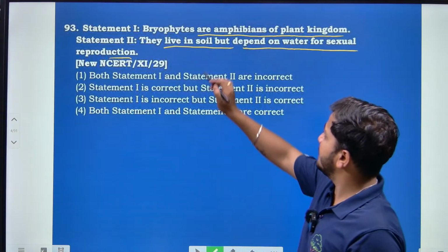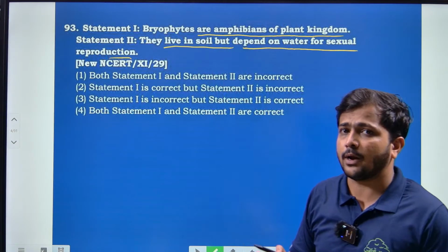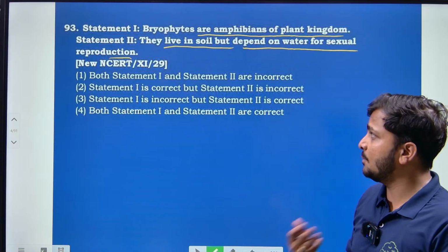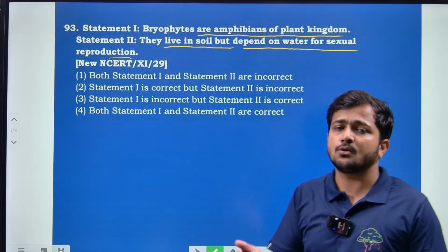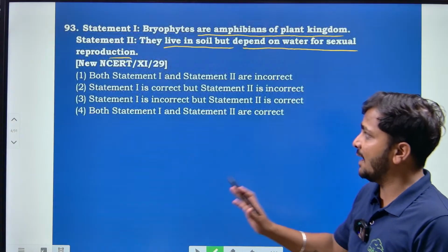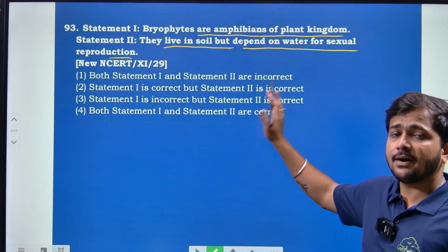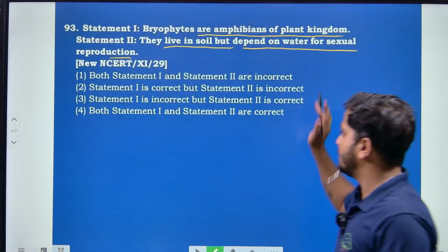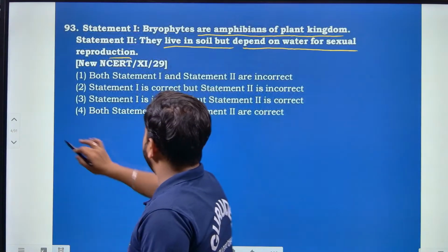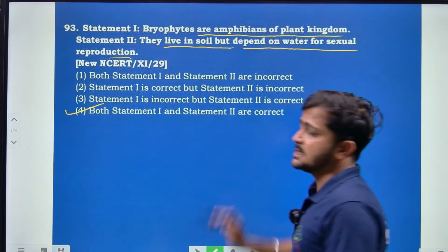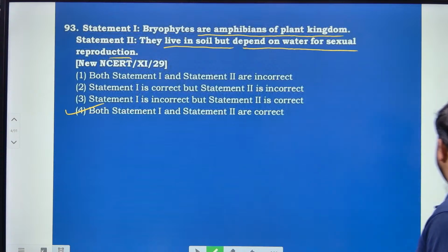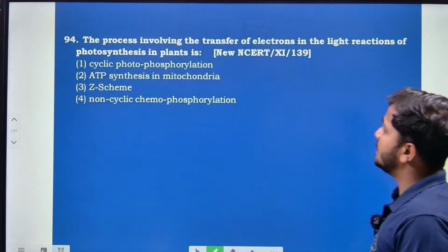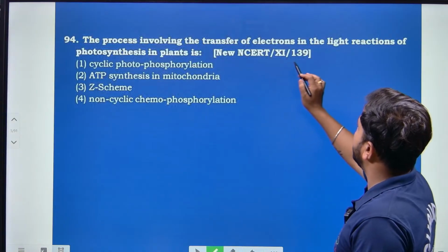So definitely it survives in the soil, but to carry out its sexual mode of reproduction, it depends on water. Because of that only we call the bryophyte the amphibians of the plant kingdom. So based on this, both statement 1 and statement 2 are correct.